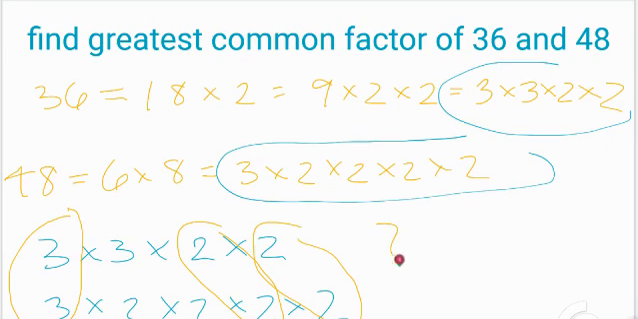So just like before, we know that the greatest common factor of 36 and 48 is going to be 3 times 2 times 2, which is 6 times 2, which is 12.